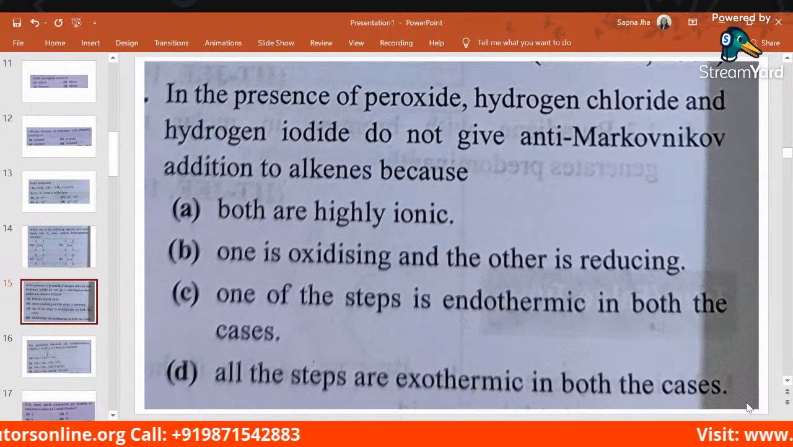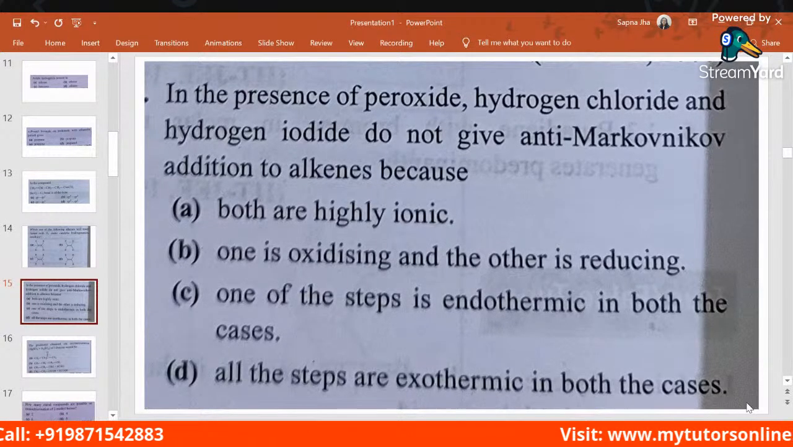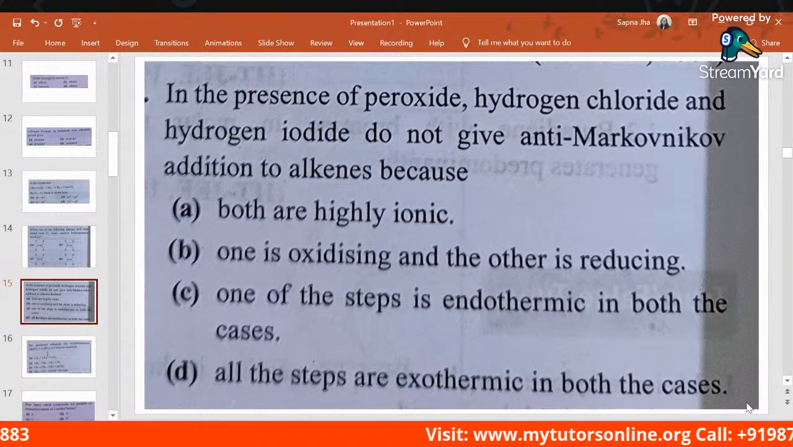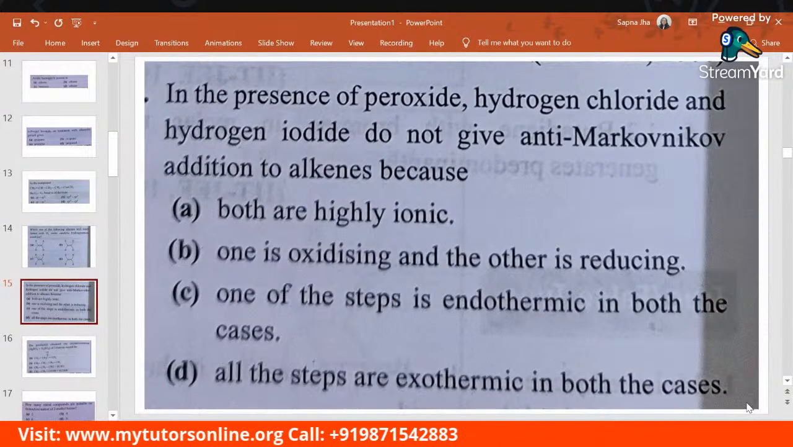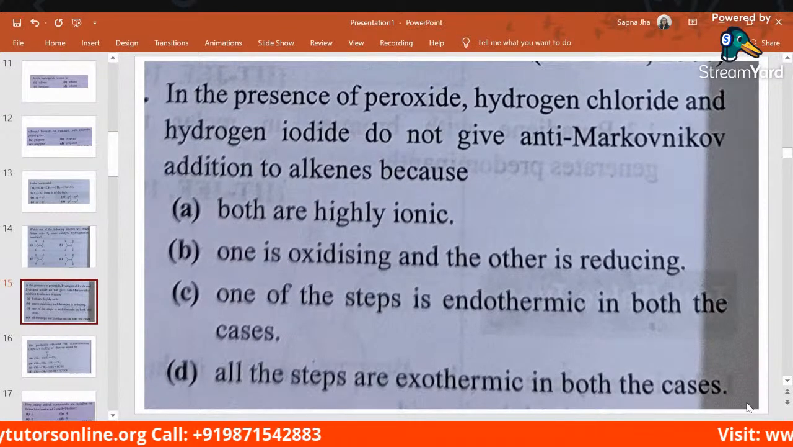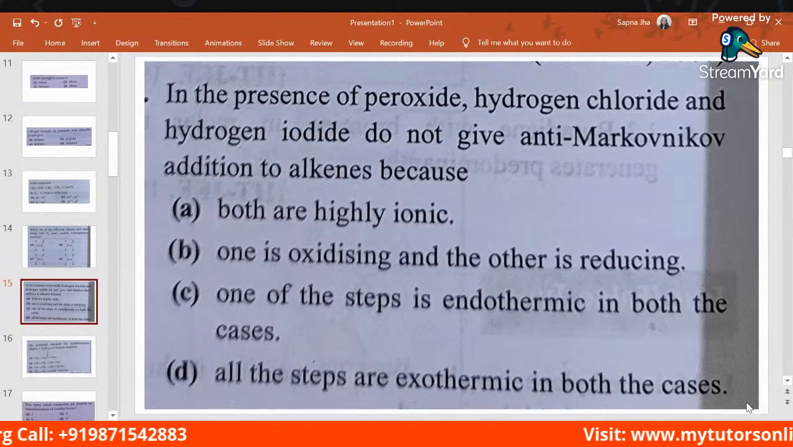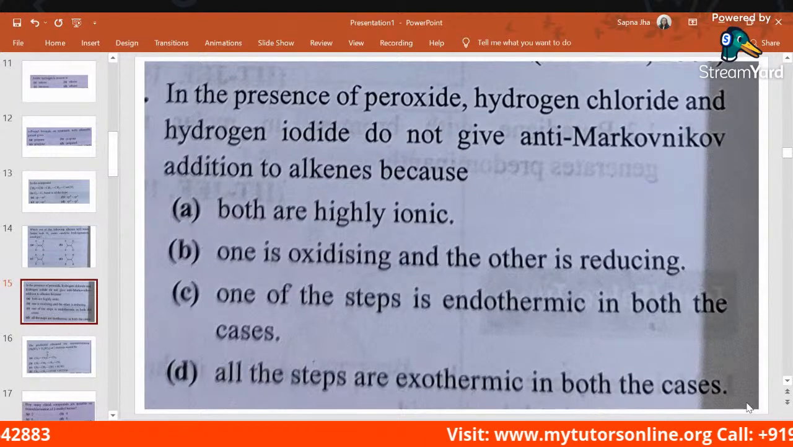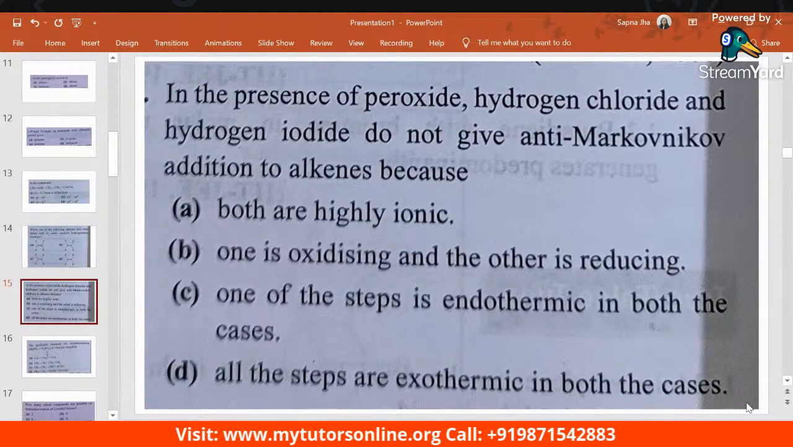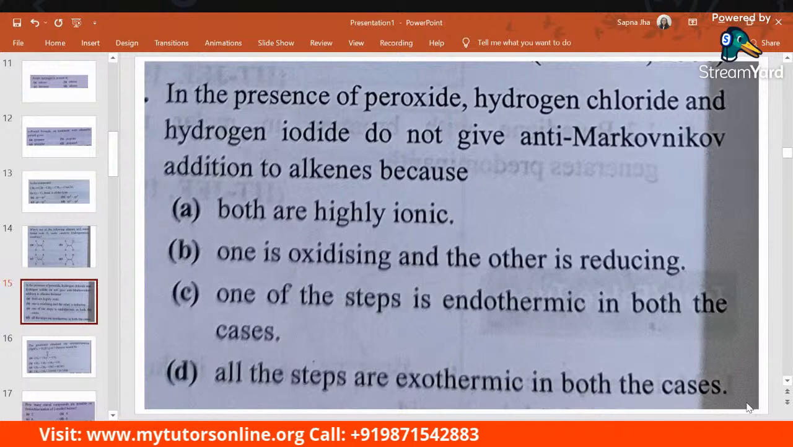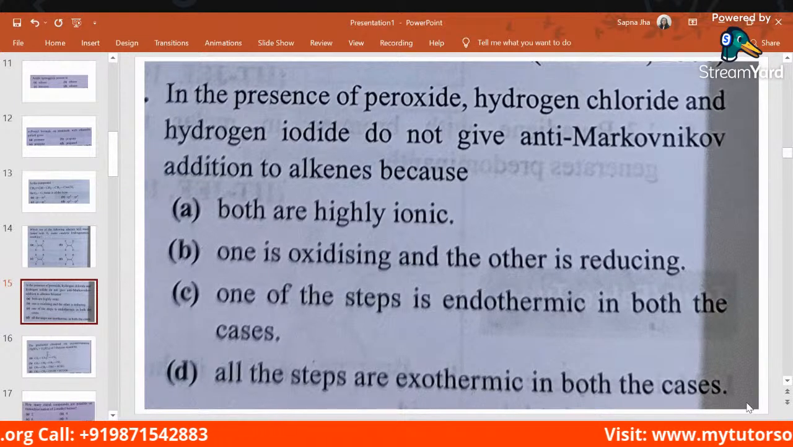And yes, Vachna is correct. The answer is endothermic. That means one of the steps is endothermic. In the presence of organic peroxides, the addition of unsymmetrical compounds to unsymmetrical alkenes takes place in a manner opposite to the Markovnikov rule. So the more negative part goes to the carbon atom having more number of hydrogen atoms.